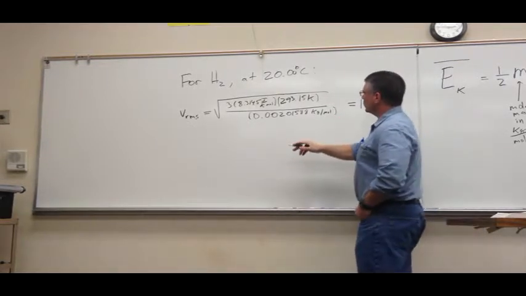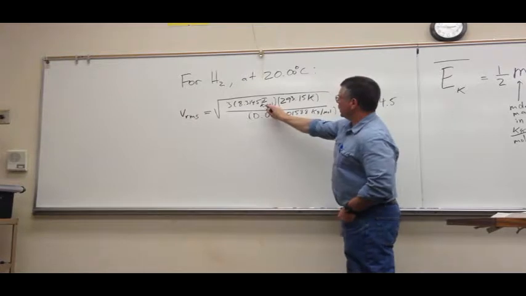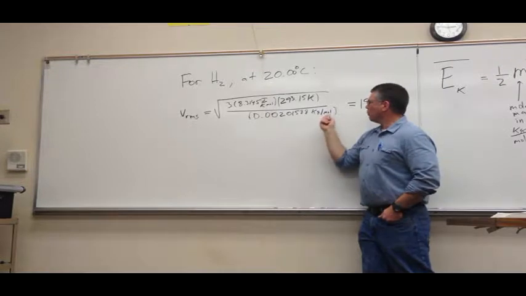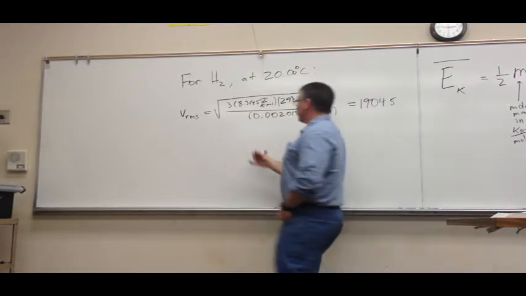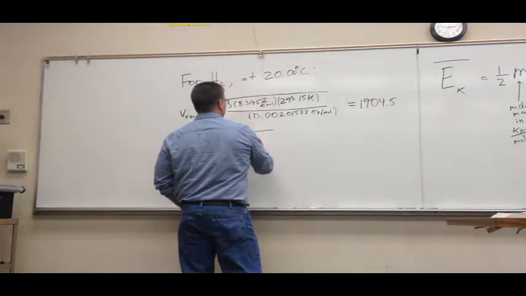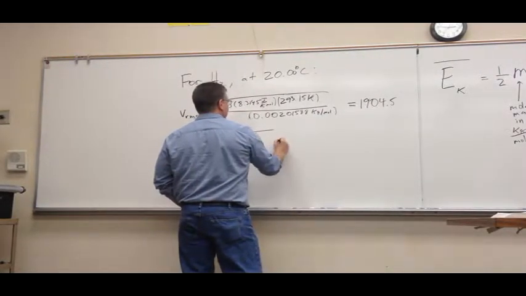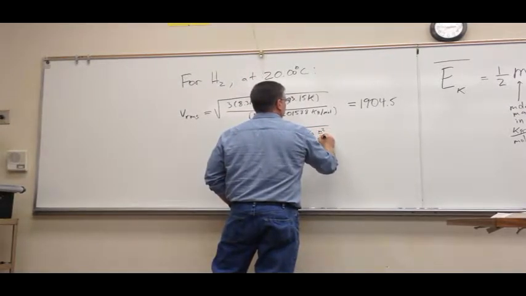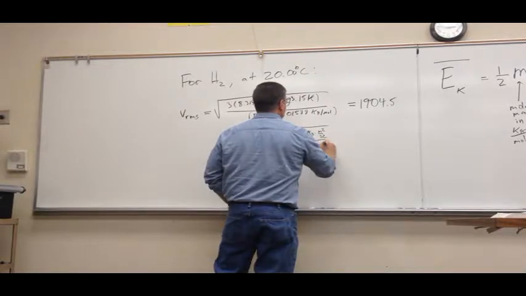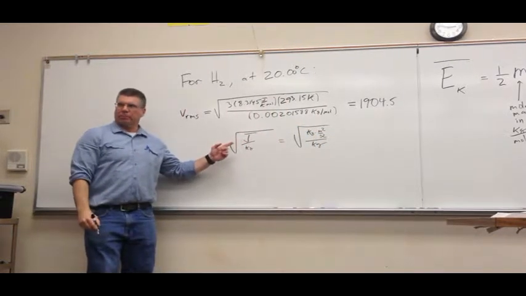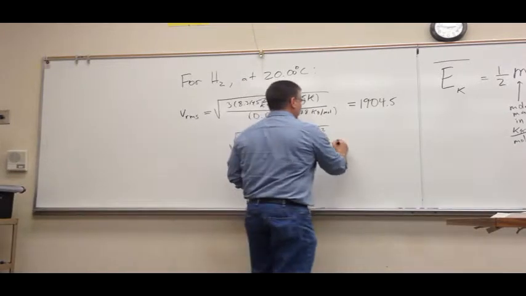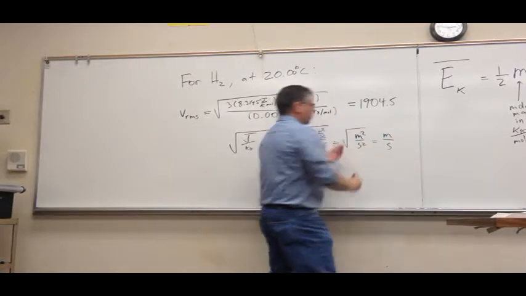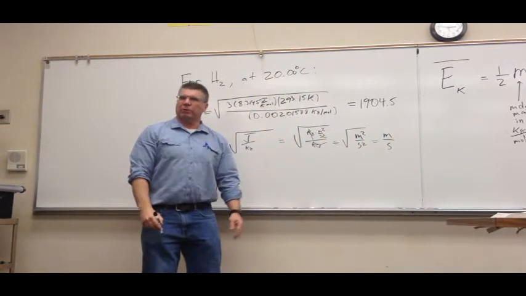The units are going to be like this. The Kelvin cancels, the moles cancel, and we get, as far as the units go, basically the square root of joules over kilograms. Remembering that joules is kilograms meters squared per second squared, the kilograms cancel. So the square root of meters squared over second squared is meters per second.